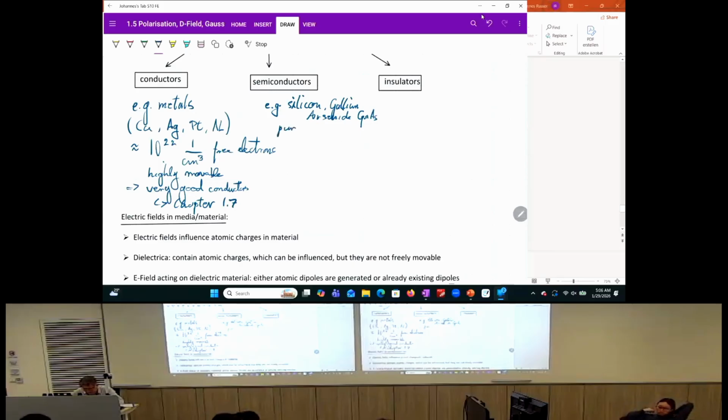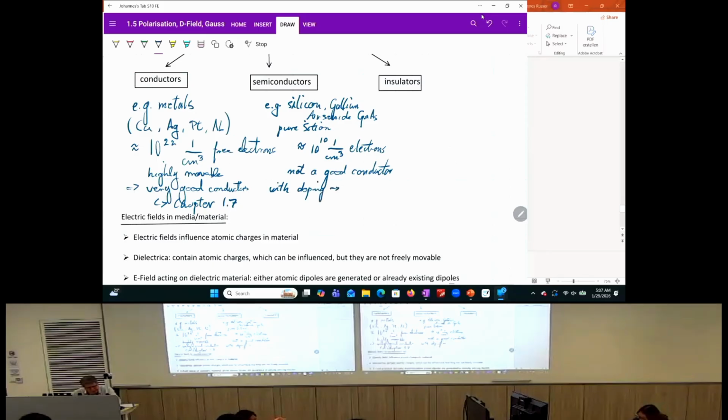That could be pure silicon. What is their conductivity, or what is their number of electrons per cubic centimeter? There you're in the range of 10 to the 10. It's not a good conductor. However, you can also affect the conductivity by doping the material.